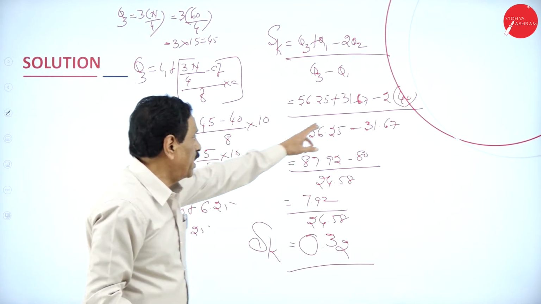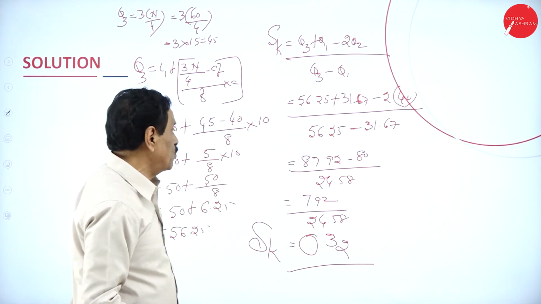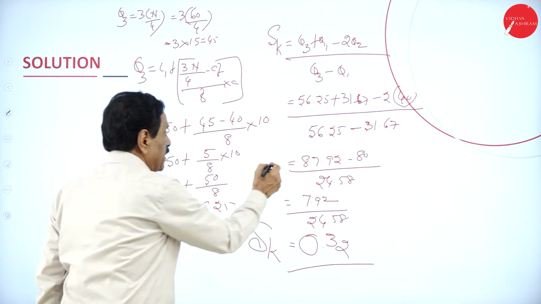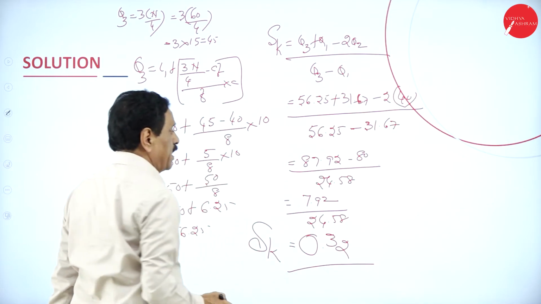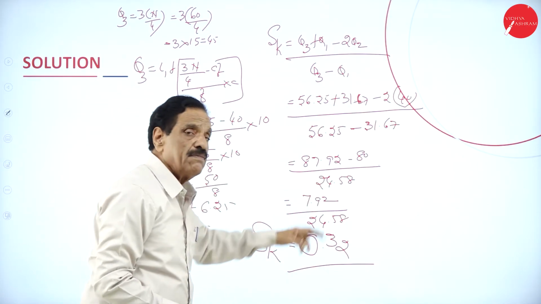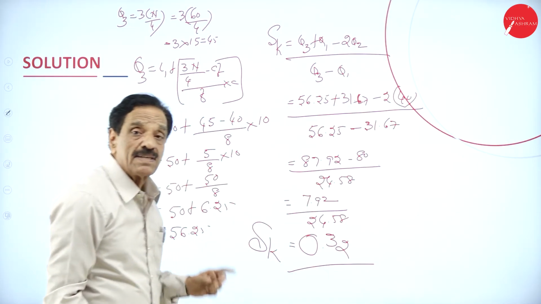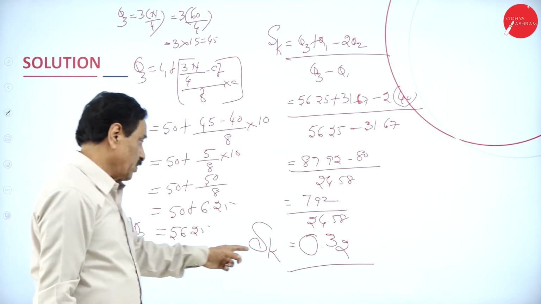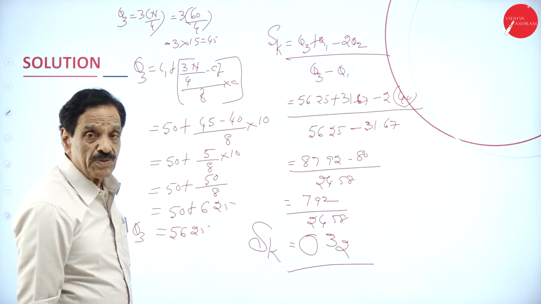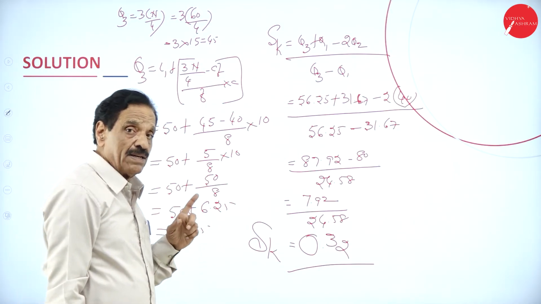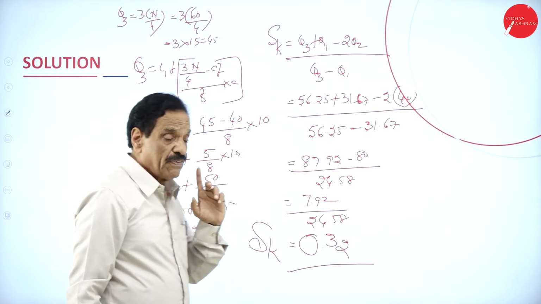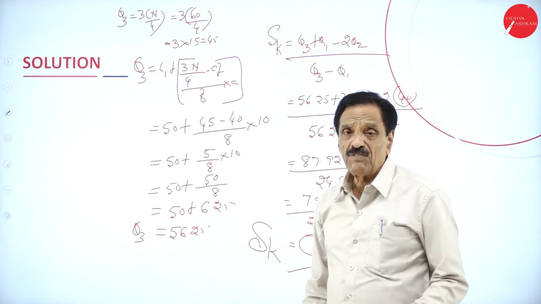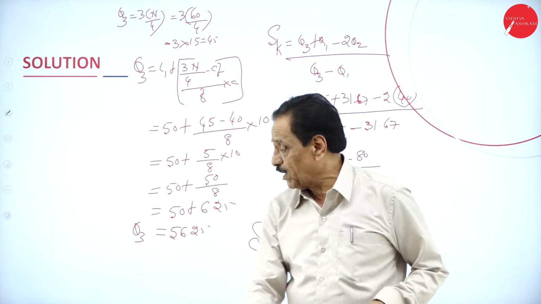So, Q3 plus Q1 minus 2Q2, divided by Q3 minus Q1. It will come 87.92 minus 80 divided by 24.58. If we deduct, it will come 7.92 divided by 24.58. Your skewness comes to 0.32. It should be less than 1. So we find out Q1, Q2, Q3 and apply the formula. We'll go to the next problem now.